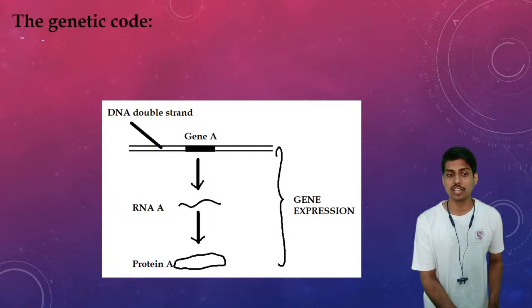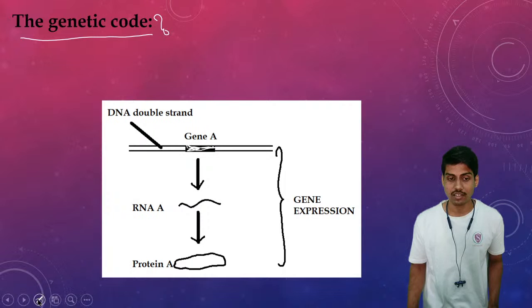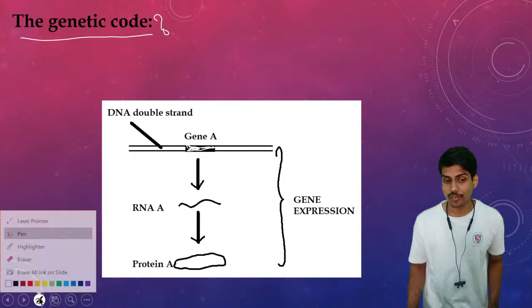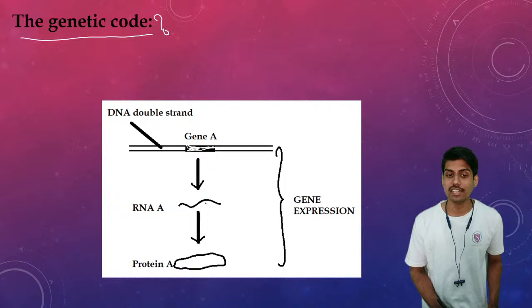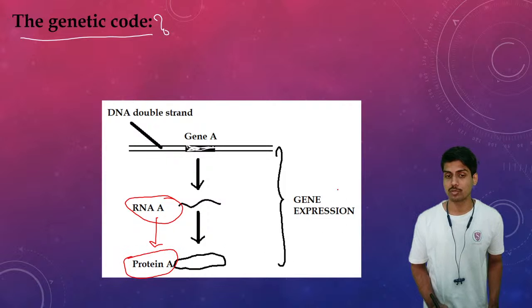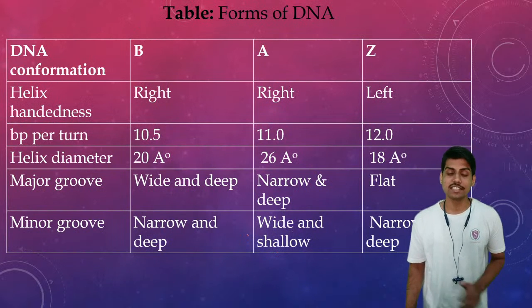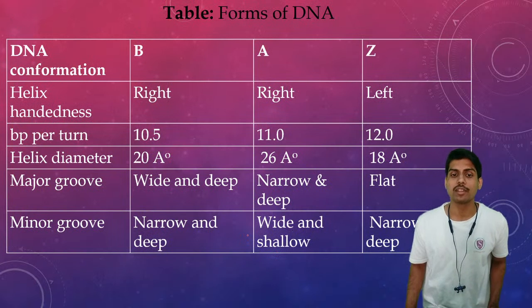Then we will study what the genetic code is. Genetic code is nothing but the sequence of nucleotides present on this DNA, and that nucleotide sequence or DNA fragment will lead to the formation of a particular RNA. After that RNA is formed, it is ultimately translated into a protein. So this entire process is referred to as what? Gene expression.